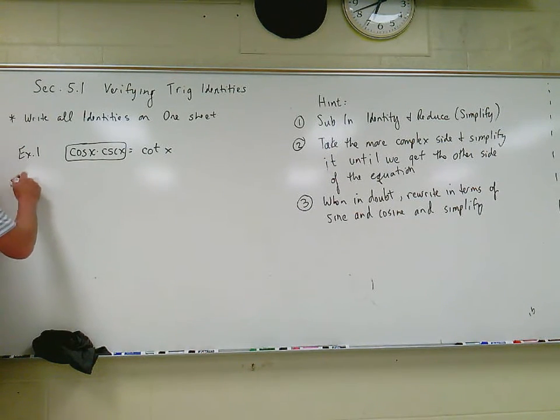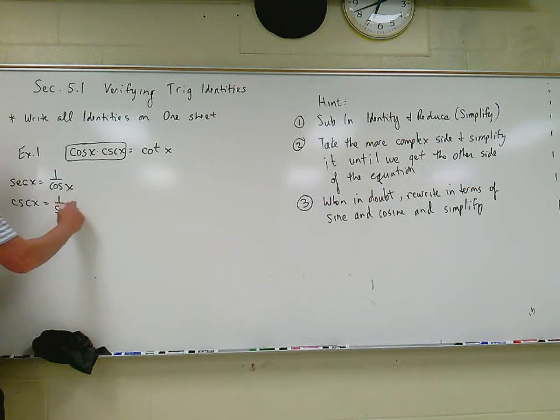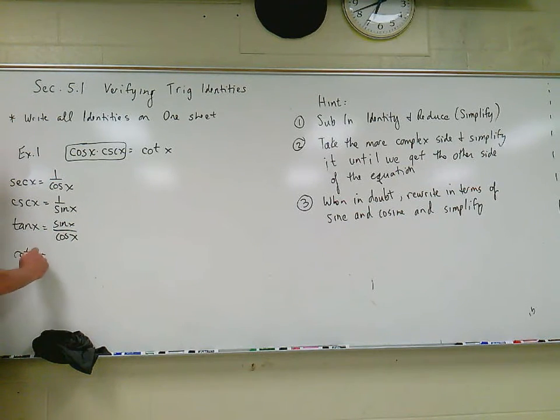So secant we know is what? 1 over cosine. Cosecant we know is what? 1 over sine. Tangent we know is what, in terms of sine and cosine? Sine over cosine. Cotangent we know is what? So all of the other four trig functions can be written in terms of a sine or a cosine or both, right here. We just did it. Two of your reciprocal, two of your quotient identities.